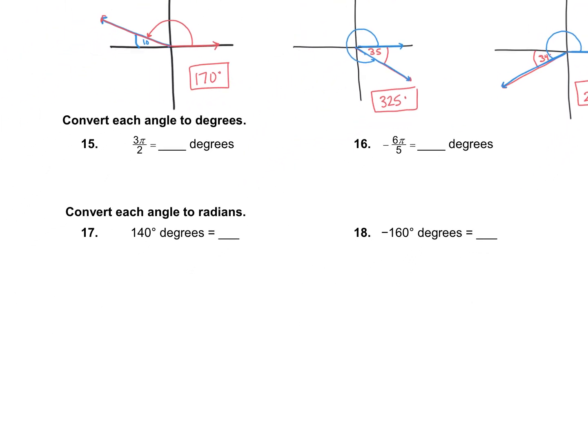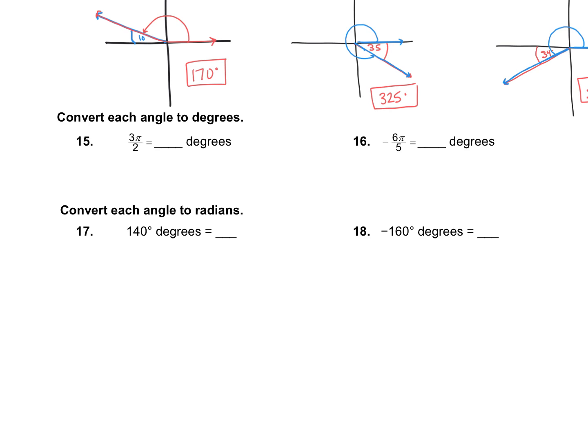All right, moving on to some conversions. Convert each angle into degrees. So when we convert between degrees and radians, don't let radians throw you off. Radians is just another way, another unit of measure. You know, like you could measure in feet or you could measure in inches. We're measuring the same thing, they just have different units.